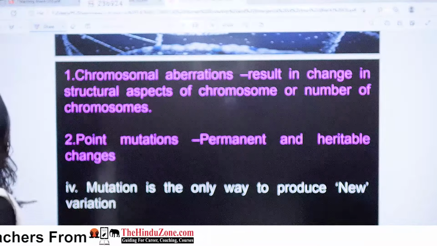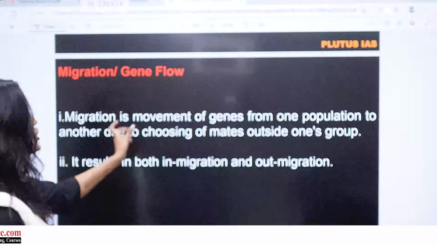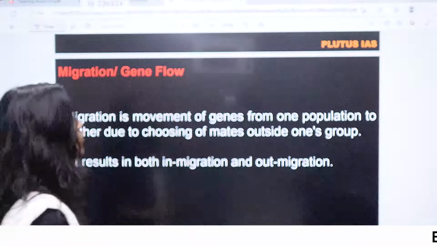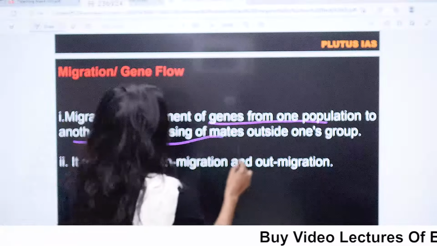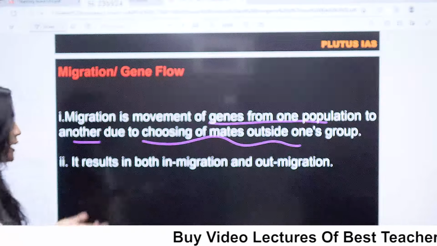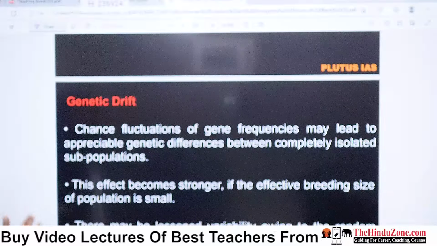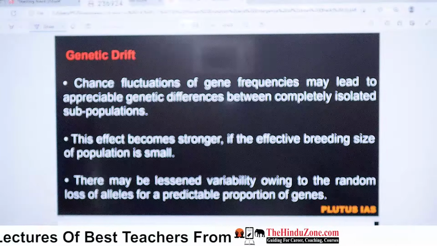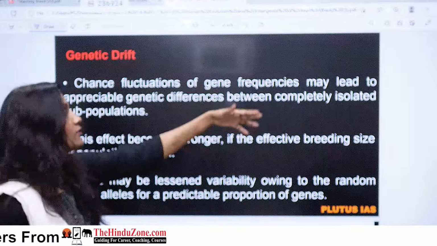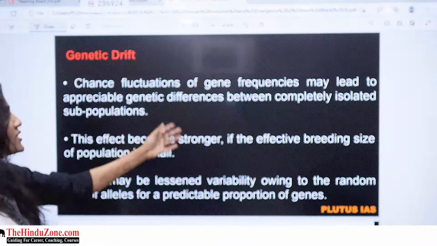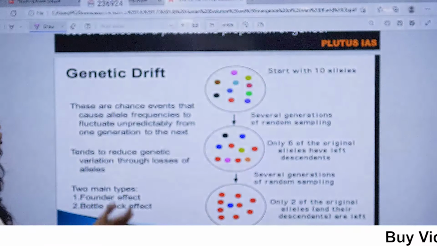Then we get changes after mutation, that is gene flow. Migration or gene flow is a movement of genes from one population to another due to choosing of mates outside one's group, which can be in-migration or out-migration. So gene flow is the movement. And then genetic drift. What is genetic drift? Chance fluctuation of gene frequencies may lead to appreciable genetic differences between completely isolated subpopulations.